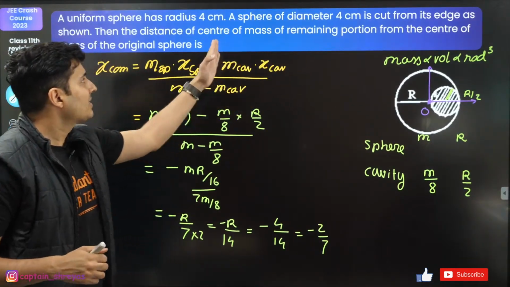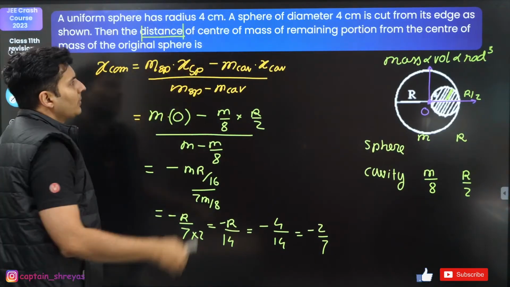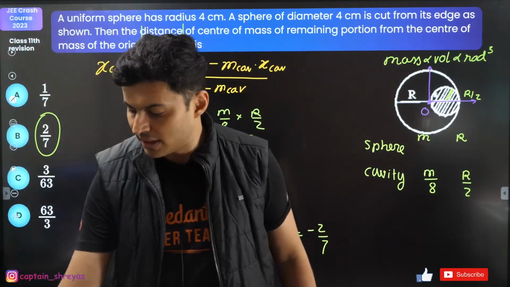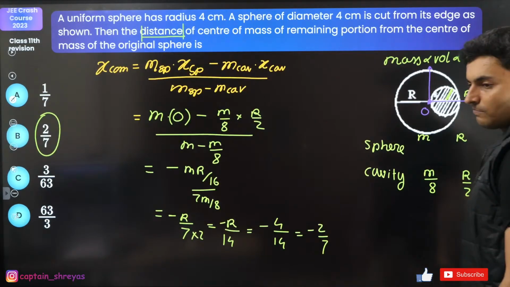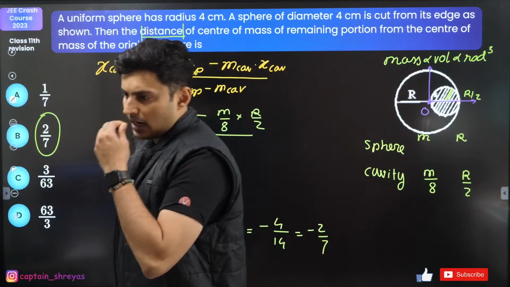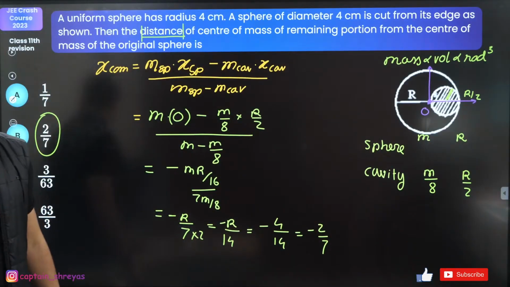So what is the distance? That's all they have asked. So when they ask distance, it is basically the magnitude, right? So that's all. So the option is B. Yes, it is option B. Understood? Clear? Amazing. Can we move ahead to the next question, guys?